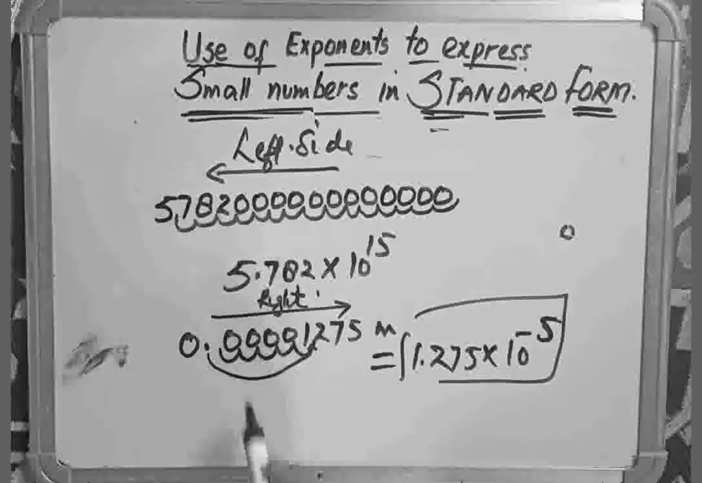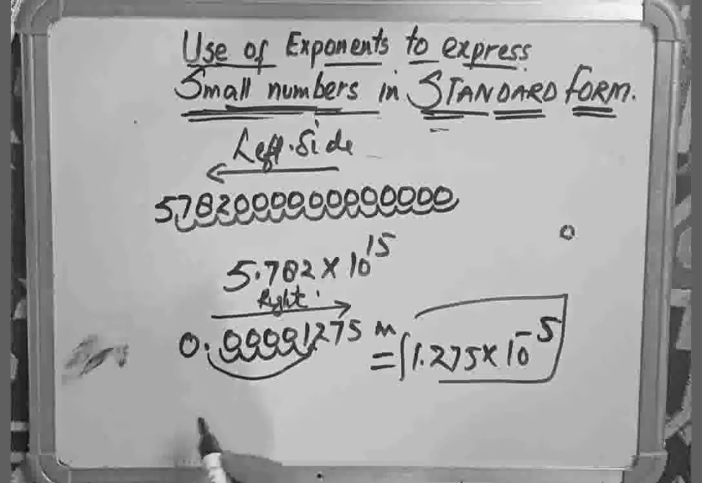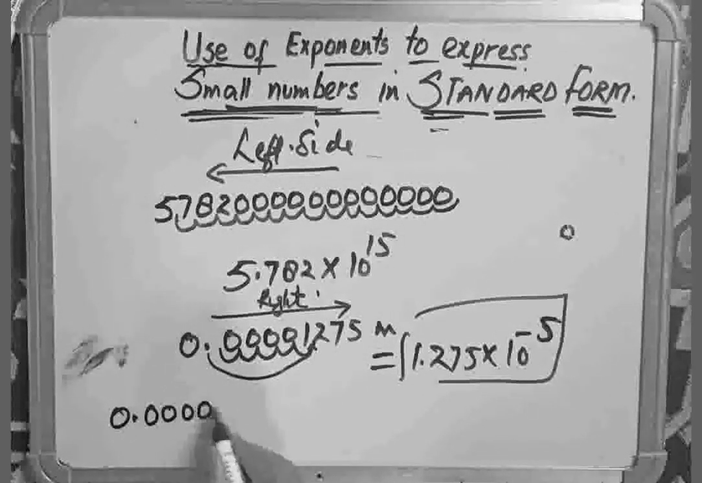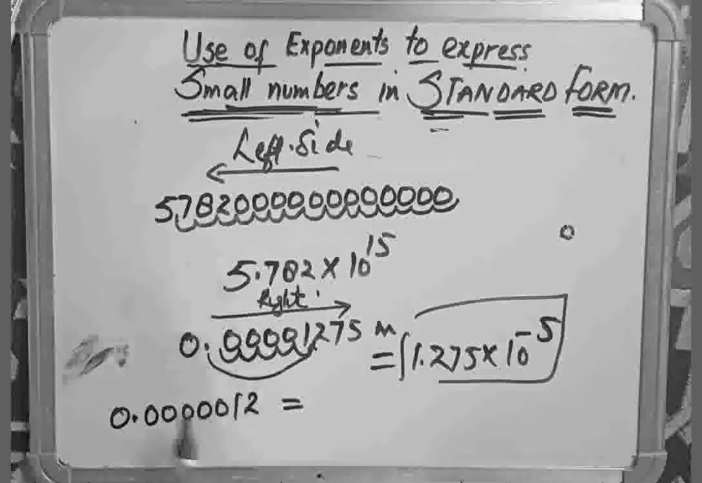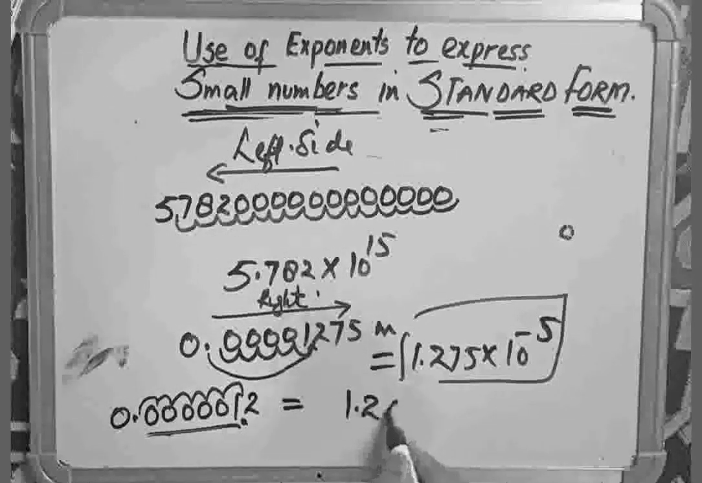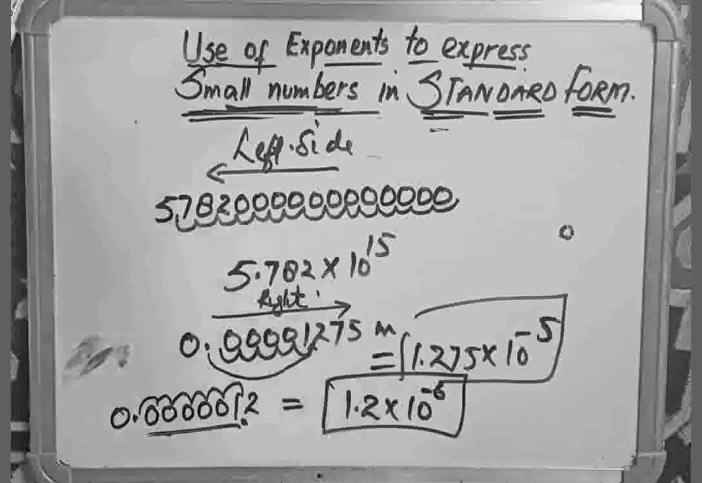I will take another example from small numbers, say for example 0.0000012. We have to drag the decimal towards the right side, in this direction, somewhere here. So it becomes 1 2 3 4 5 6. The number becomes 1.2 into 10 raised to power minus 6. So this becomes the standard form.